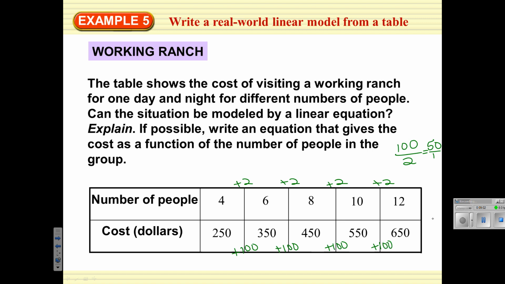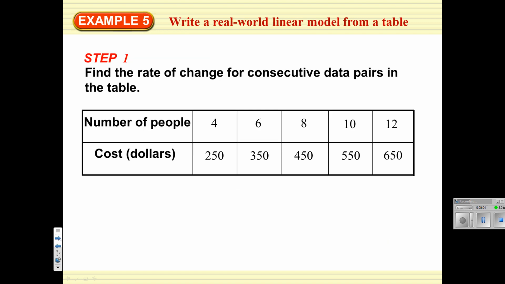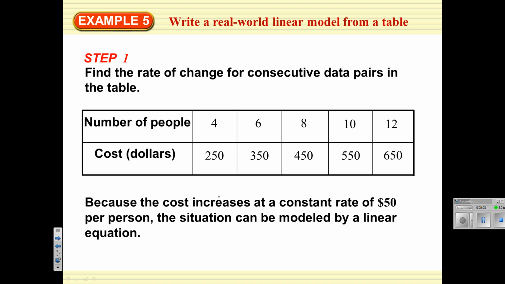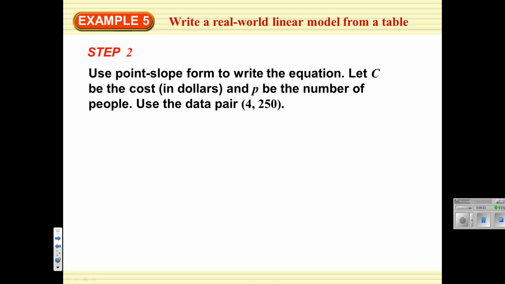So just showing you this. We're going to do this on the next page, but I'm just showing you. Find the rate of change. Because the cost increases at a constant rate of $50 per person, and I showed you how we knew that on this last page, the situation can be modeled by a linear equation because it's a constant rate. Linear equations always have a constant rate of change. So we're going to use our point-slope form to write the equation.